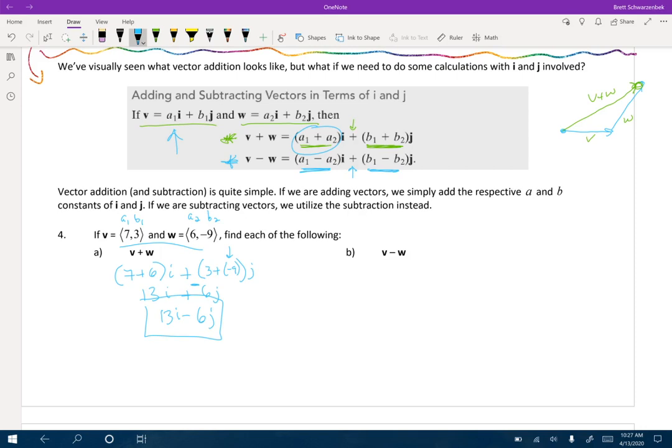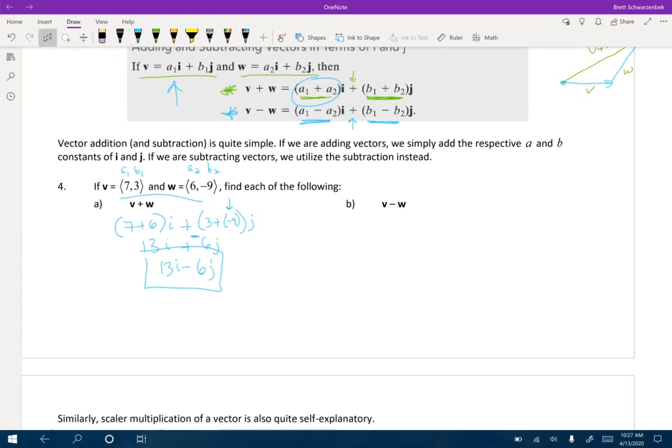So what would happen if you map this entire thing out? You would have a vector from 0, 0 to 7, 3 somewhere. You would have a vector from 7, 3 somewhere, and then you would have another vector to 6, negative 9, and then the resulting vector of that addition would be 13i minus 6j.